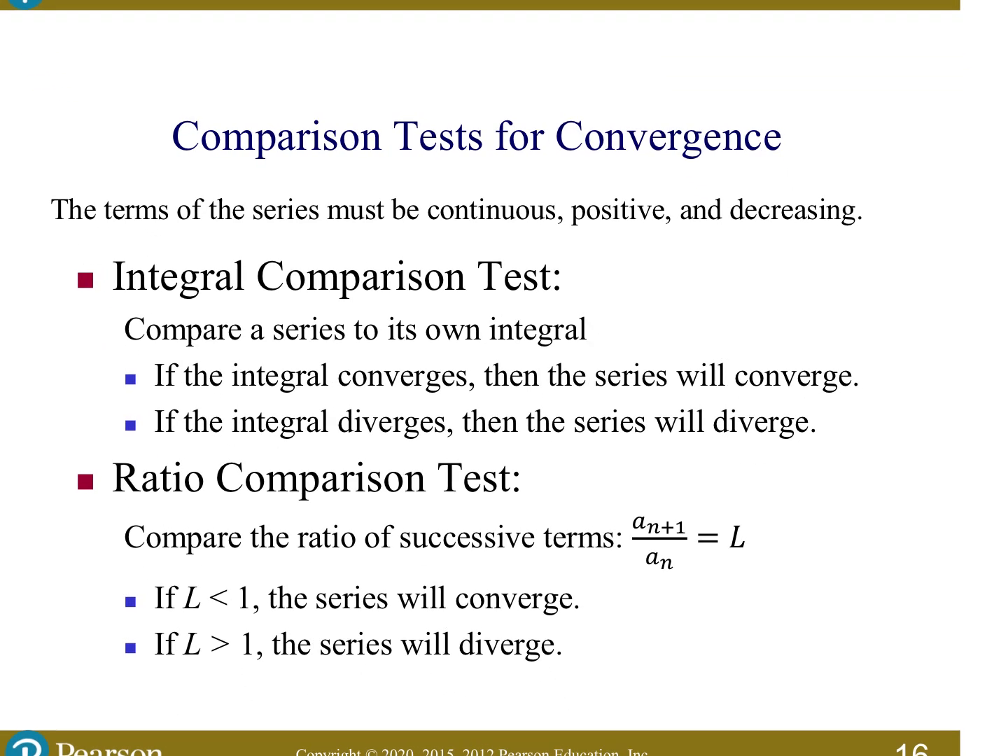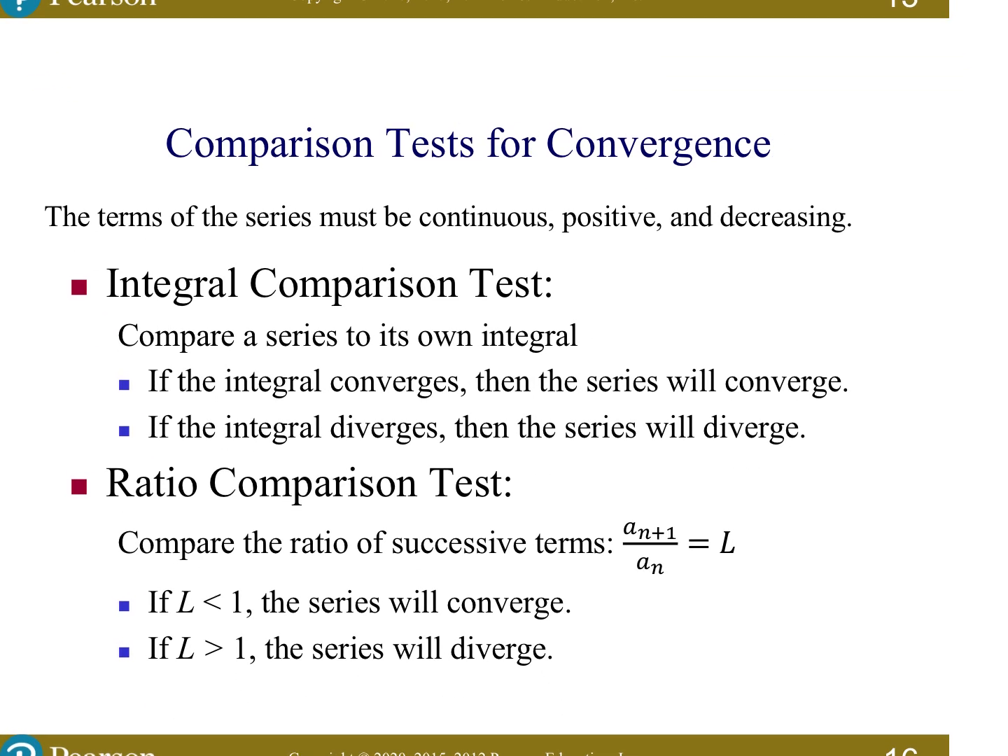So the comparison test you've learned before. You have just gone over the integral comparison test. So that's where you are taking a series and you're comparing it to its own integral. So what did its integral do? How does its area behave? And then you can conclude some results about the series behavior connected to the integral behavior. So that was what you worked on in 9.5a.